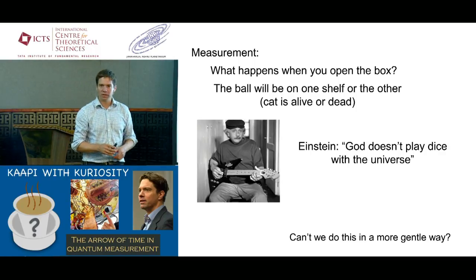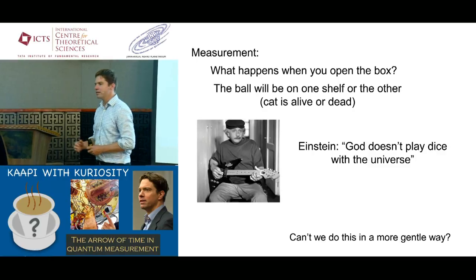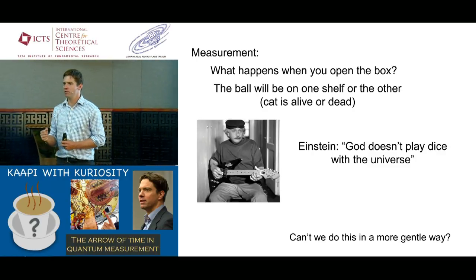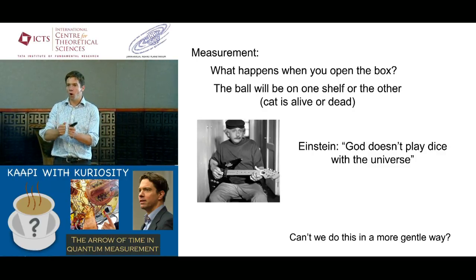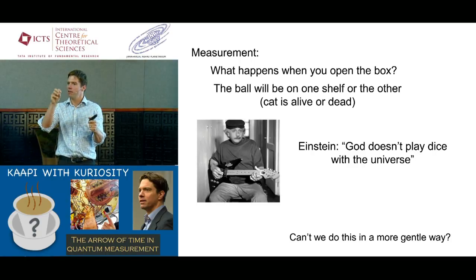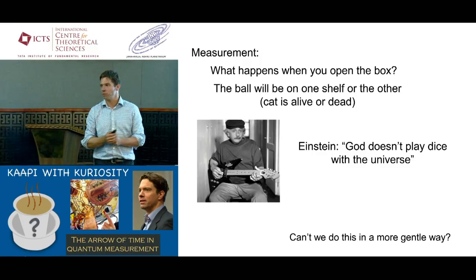This is something that troubled Einstein to no end. He says, God doesn't play dice with the universe. It was very troubling to him that when you open the box, you have this fundamentally random process where the ball has to be either on the top or the bottom. Turns out this is one of the cases where Einstein was wrong.